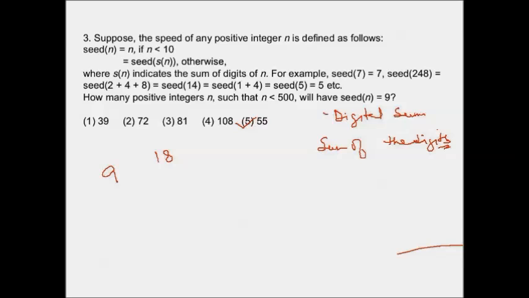The next number is 27. The next number is 36. You can find out these are all multiples of 9, because this is actually the divisibility rule of 9. The divisibility rule of 9 is the same.